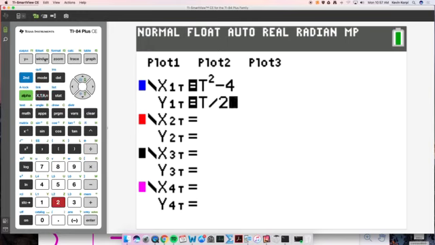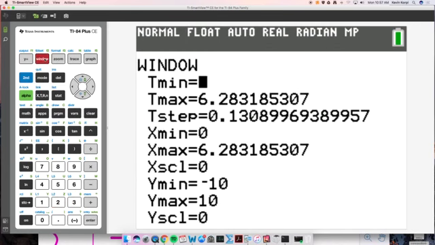Now go to your window. Click window. You're going to have extra information. We still have X min, X max, Y min, Y max. That still controls the frame that we're graphing in. But we now have these parameter values. And the default is 0 to 2 pi. Okay? We want to change those. We're going from -2 to 3. So our T min was -2. And the T max was 3. Now the default T step is 0.13.